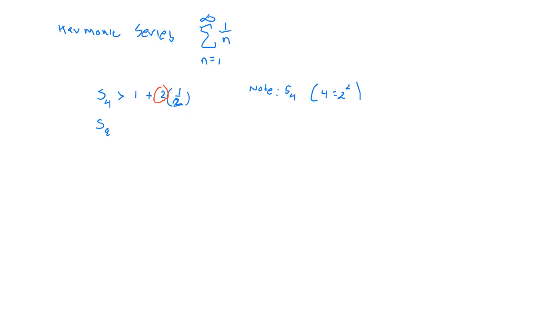The eighth partial sum was greater than 1 plus 3 times 1/2. We'll note here that for the eighth partial sum, 8 is equal to 2 cubed. So we're trying to see if we can find a pattern here.